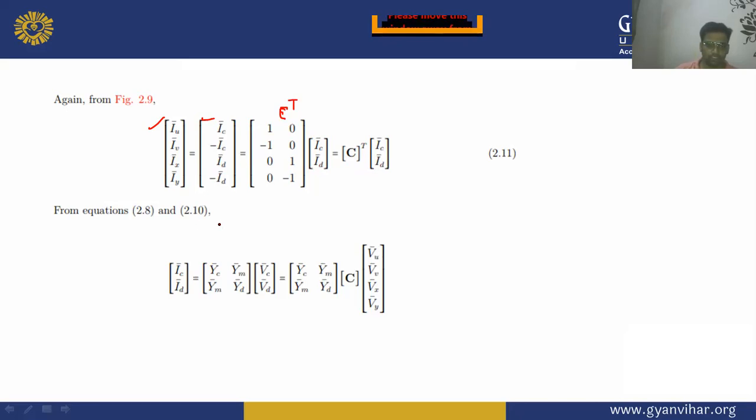Now from equation number 2.8 and 2.10, I can write that ICID is equal to this matrix which we have evolved, which we have calculated, can be written in this form. I just substituted this value by this C matrix and individual node voltages vector.